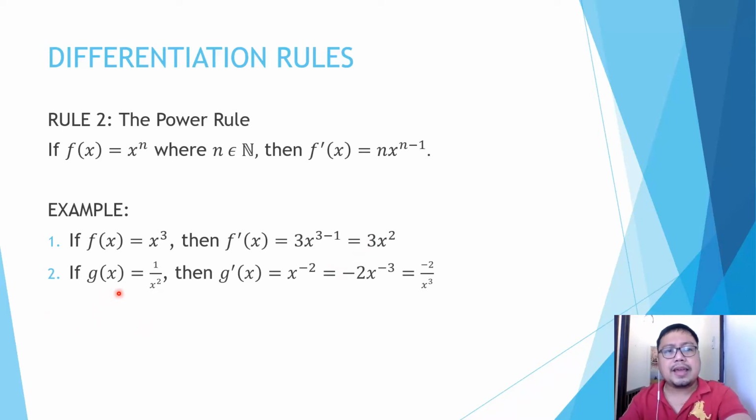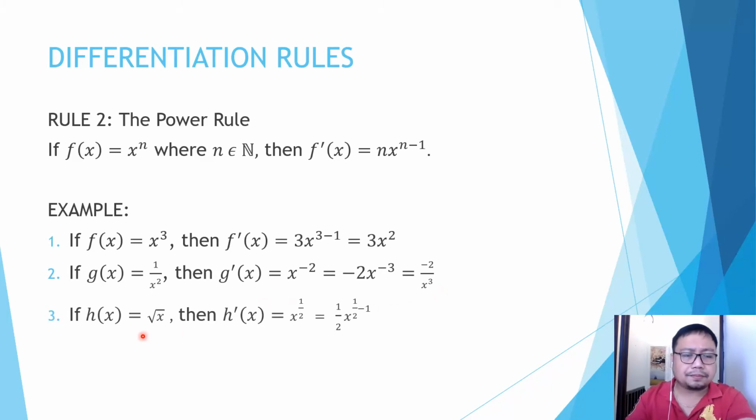Number two, if g of x equals 1 over x squared, then g prime x equals, the first thing is to convert this term into a negative exponent that will look like this, x to the power negative 2, right? Then you have now your exponent. Bring it down here, will give you negative 2x. Now negative 2 minus 1 will give you negative 3. So negative 2x to the negative 3, and then change again from negative exponent to positive exponent, just put it down, it will give you negative 2 over x to the power 3. From negative 3, put it down, it will become positive 3. Final answer, negative 2 over x cubed.